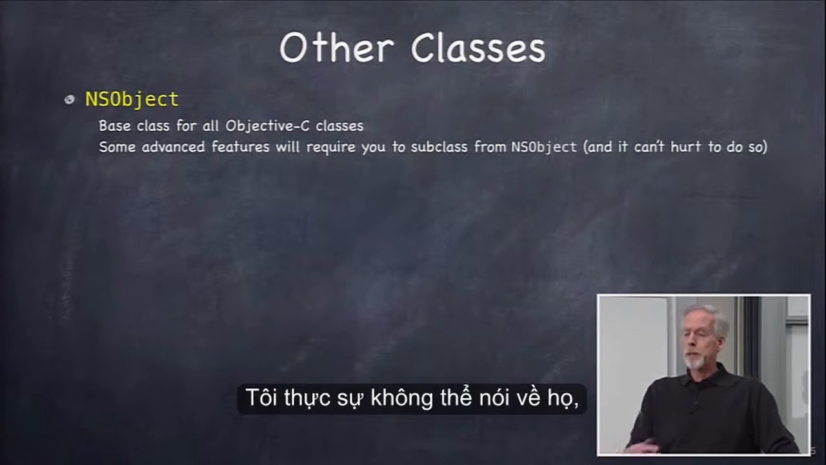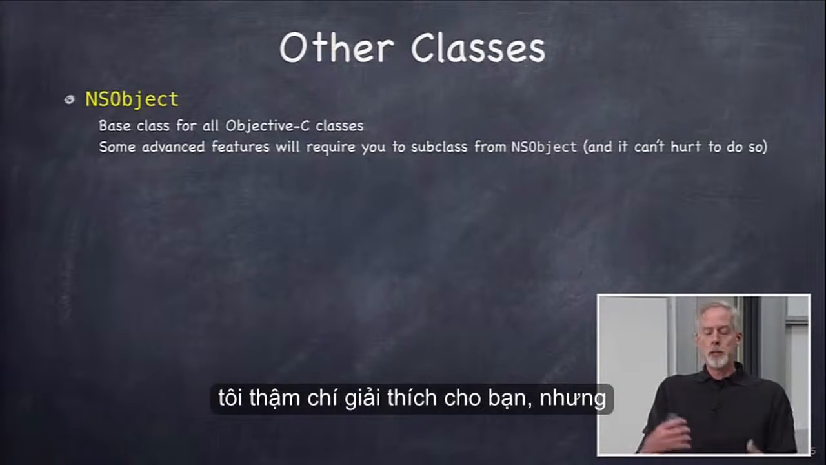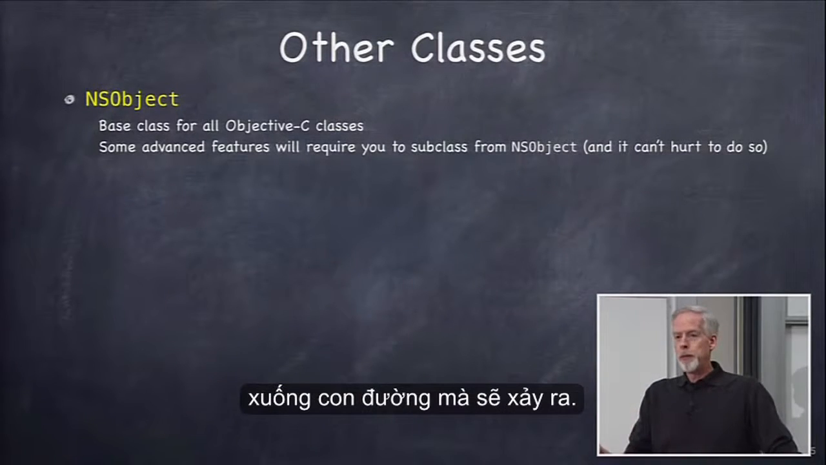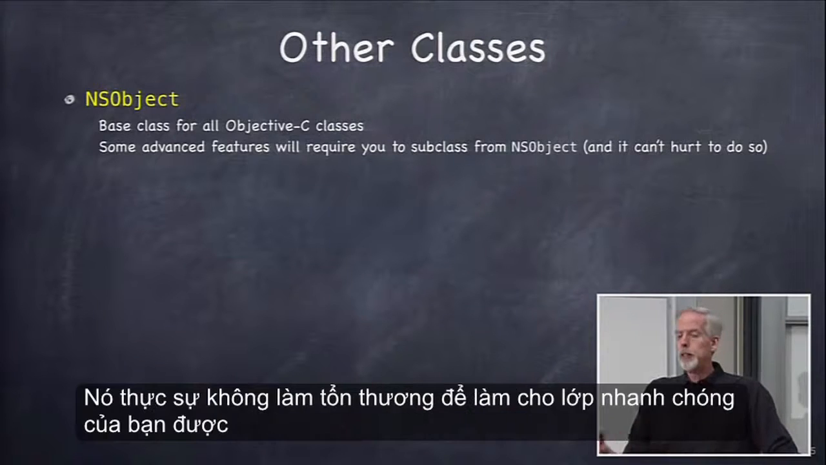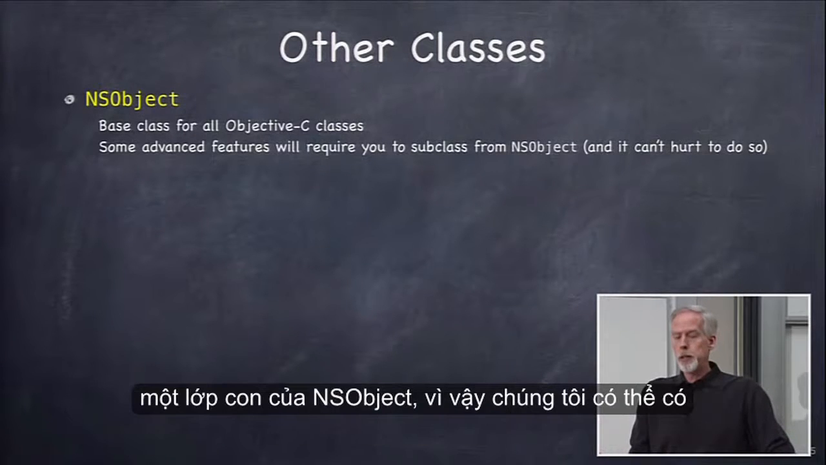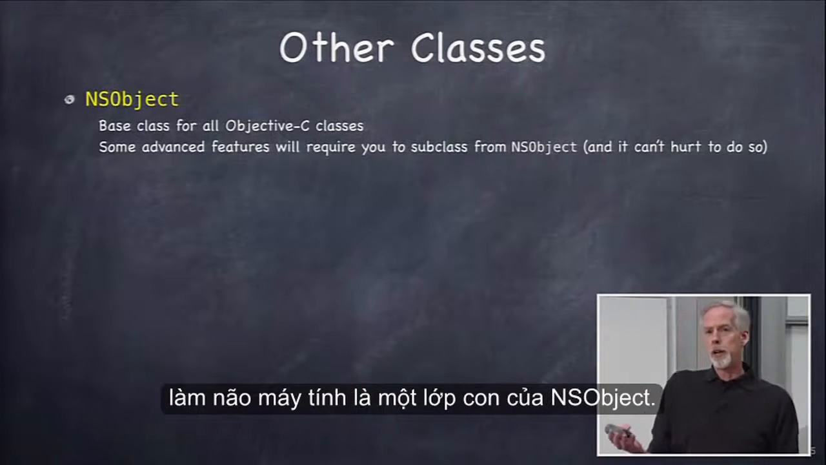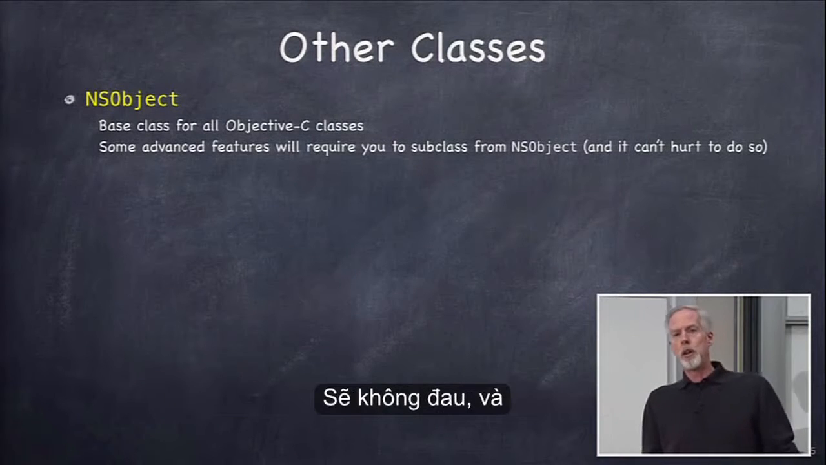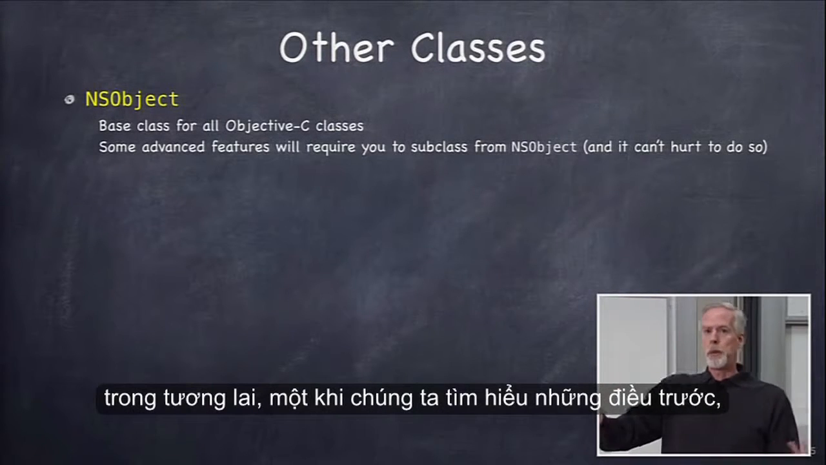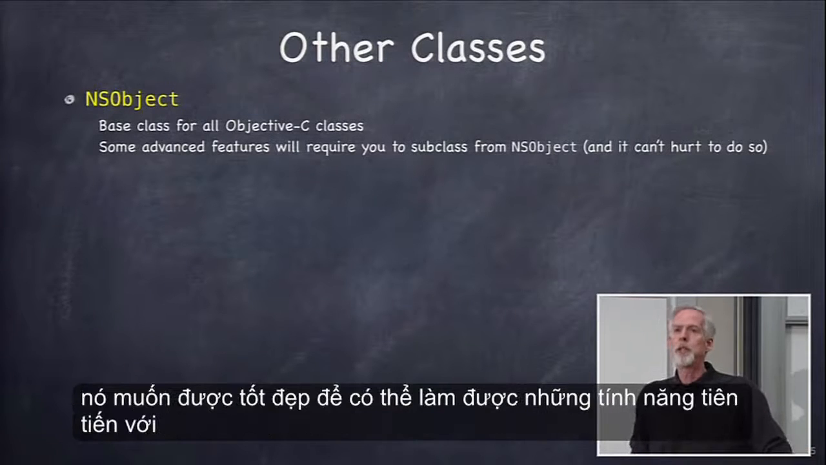I can't really talk about them because there's other things you need to know for me to even explain them to you, but down the road that will happen. It really doesn't hurt to make your Swift class be a subclass of NSObject, so we could have made CalculatorBrain be a subclass of NSObject. It wouldn't have hurt, and in the future, once we learn these advanced things, it'd be nice to be able to do those advanced features with CalculatorBrain.